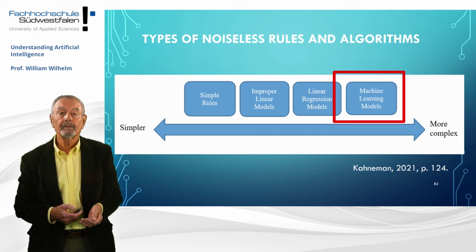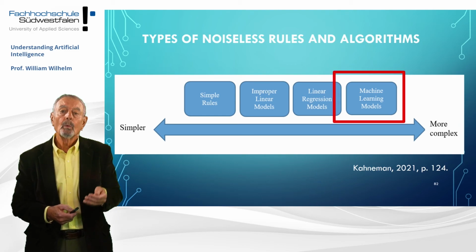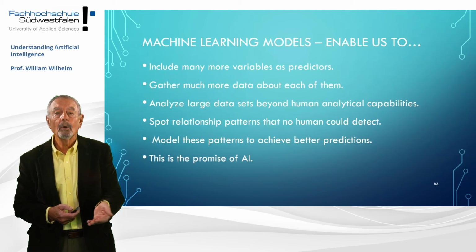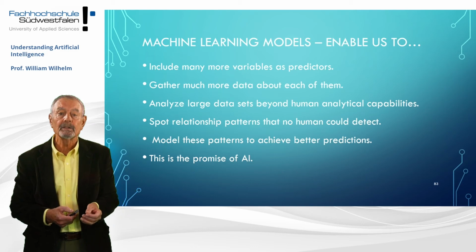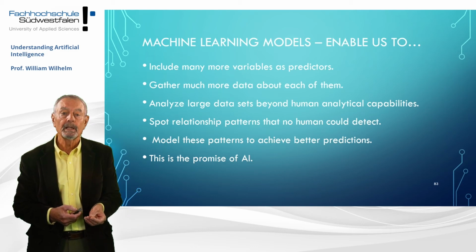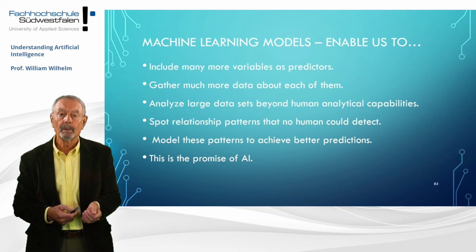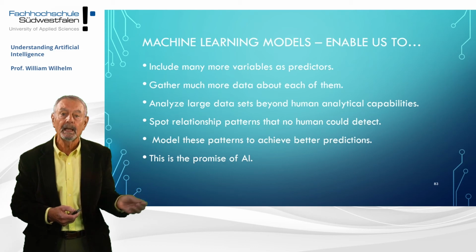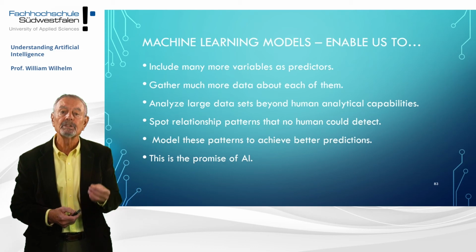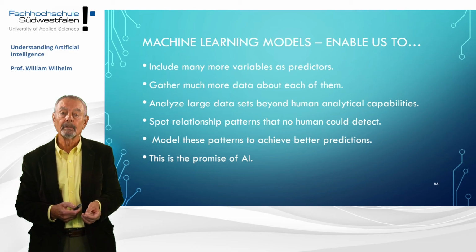Toward more complexity, we move towards machine learning models. What if we could use many more variables as predictors, gather much more data about each of them, analyze larger data sets that are beyond the capabilities of human analytical capabilities, spot relationship patterns that no human could detect, and model these patterns to achieve better predictions? This, in essence, is the promise of AI.